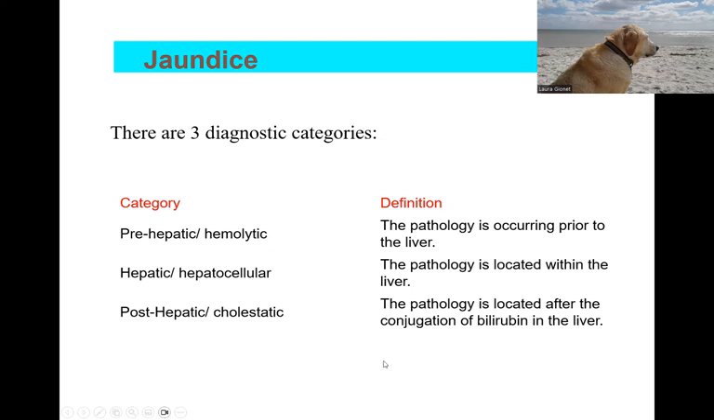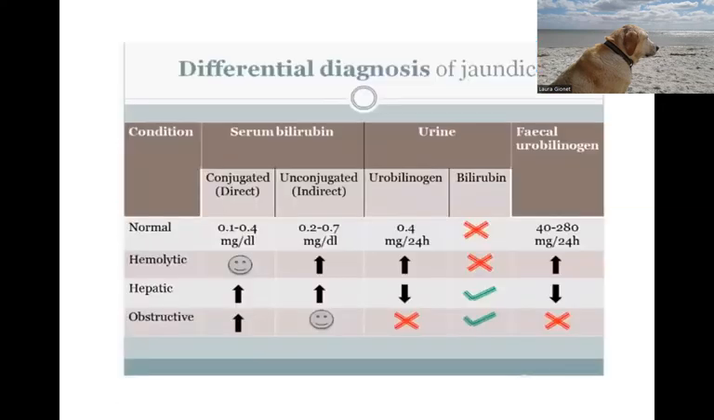Or everything else prior to that is fine. It's something past the liver. So something along that biliary tube to the gallbladder, down through the pancreas into the small intestine, and then out. The pathology is located after the bilirubin is in the conjugated form by the liver, and it's something beyond that point: the gallbladder, the pancreas, small intestine. And then this just helps you with a differential diagnosis of the different conditions.